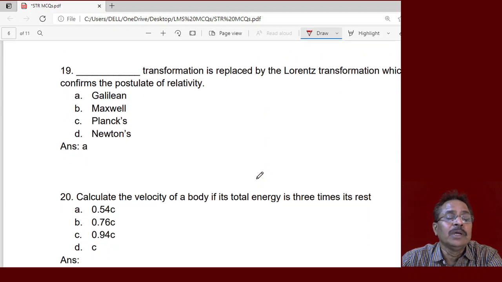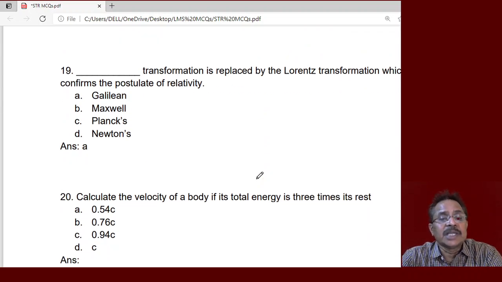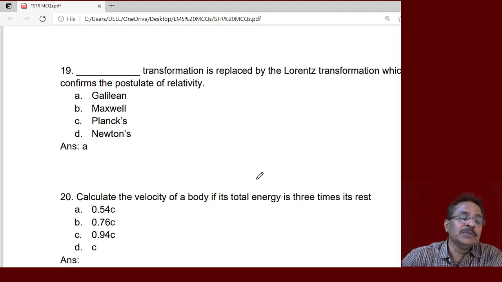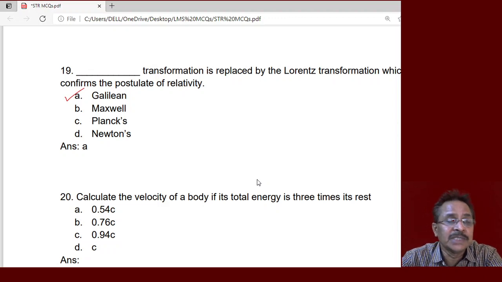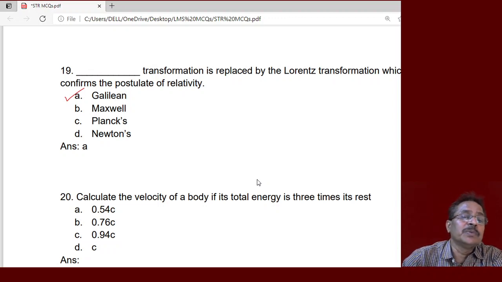Now question number 19: the Galilean transformation is replaced by the Lorentz transformation, which confirms this postulate of relativity. In theory we learn this as the Galilean transformation. In non-relativistic mechanics or physics we use the Galilean transformation, whereas in relativistic mechanics or physics we have to use the Lorentz transformation. So Galilean transformations are replaced by the Lorentz transformation when we go from non-relativistic to relativistic phenomena, and therefore option A is the correct option of question number 19.